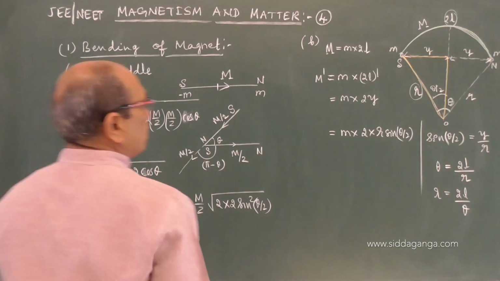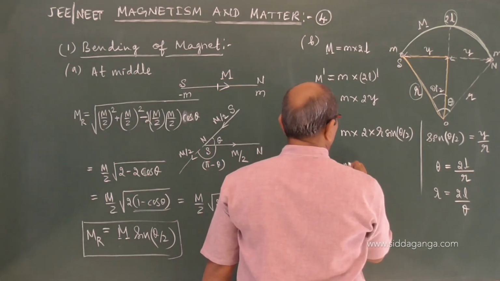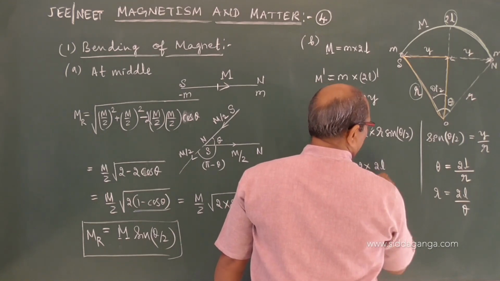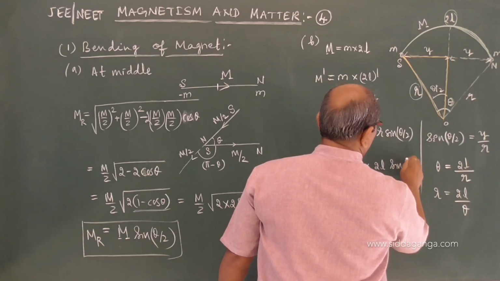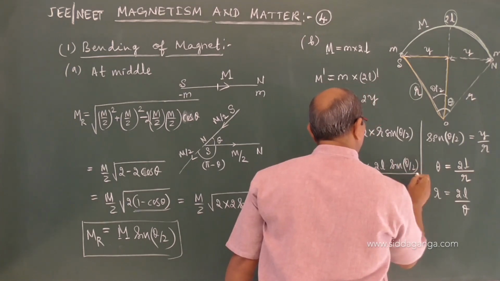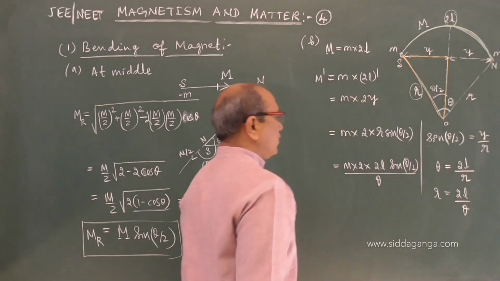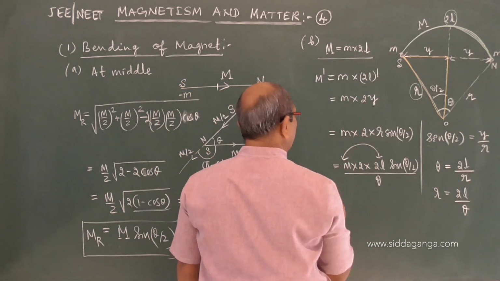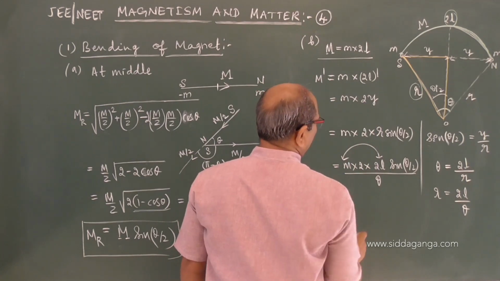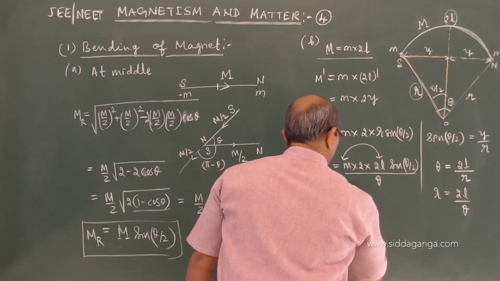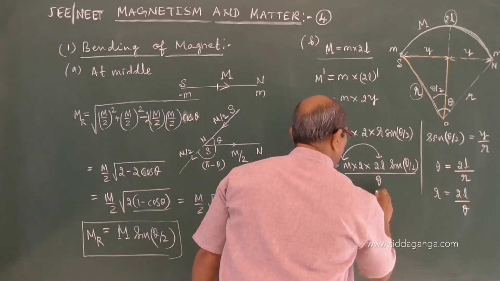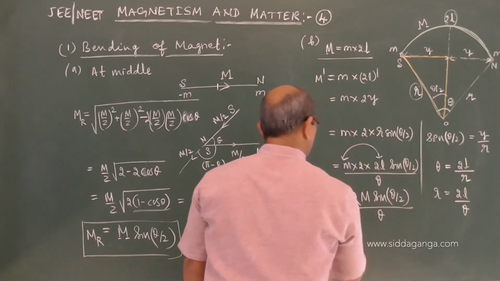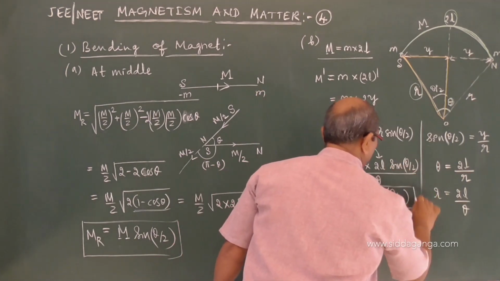2l by theta. Therefore, I can write here m into 2l sin theta by 2 divided by theta. M into 2l is the moment original. Therefore, the new moment comes to be 2m into sin theta by 2 upon theta. This is the another equation we got here.